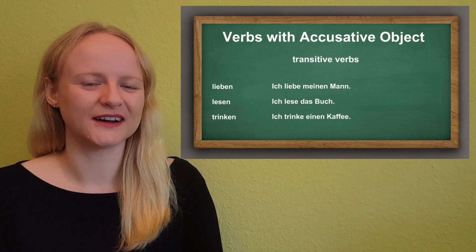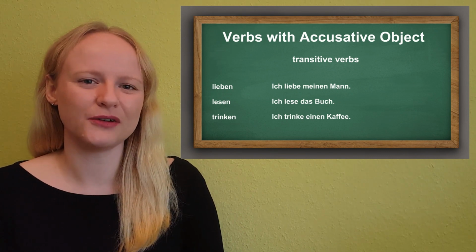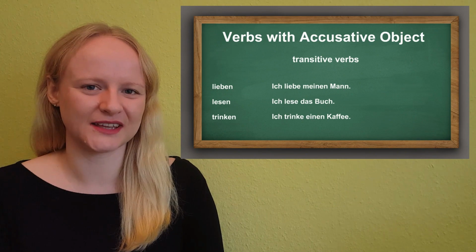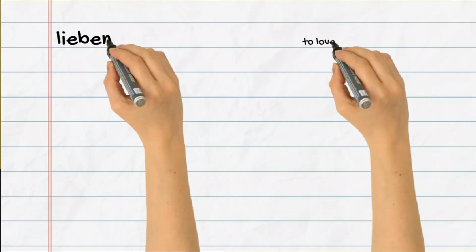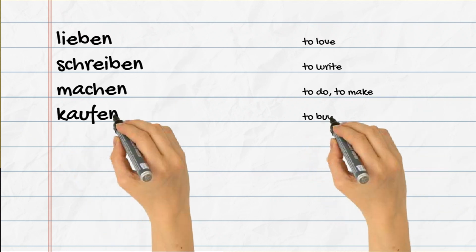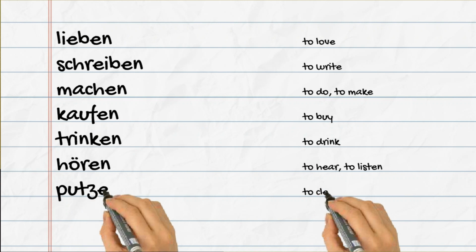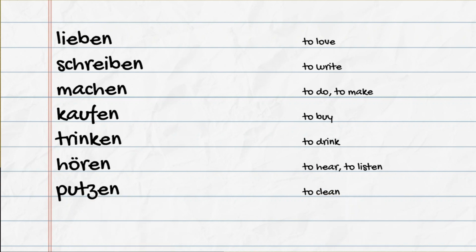So far so clear. What is our new vocabulary today? I have a couple of very important verbs for you to study together. Lieben, schreiben, machen, kaufen, trinken, hören und putzen. All of these verbs are conjugated regularly, by the way, so you don't have to worry about any stem changes.